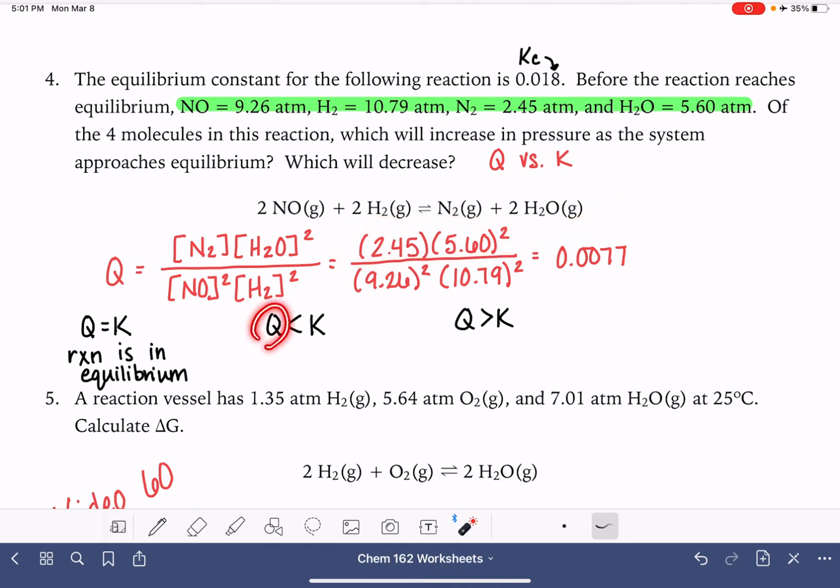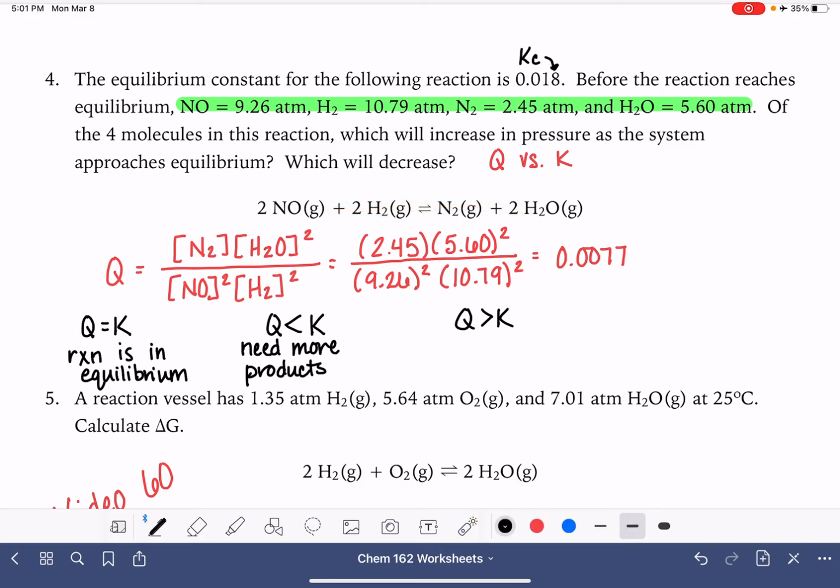When Q is less than K, the numbers up here are too small and the numbers down here are too big. The numbers up here being too small means that the concentrations of N2 and H2O, our products, are too small. So when Q is less than K, that means that we need more products. And in order to get more products, the position of equilibrium is going to move to the right.